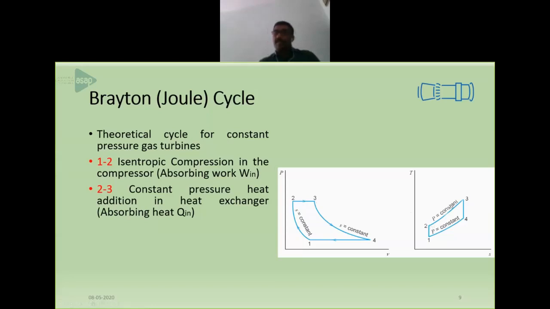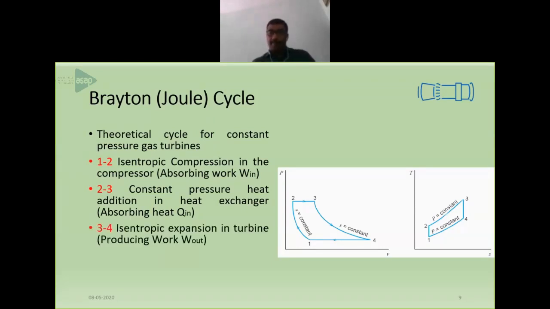So here also you can see that 2 to 3 is a constant pressure process. Along the constant pressure process, there is heat addition, so it is absorbing Q in amount of heat. Normally, what is the quantity Q in? Q in will be actually the CV, calorific value of the fuel, multiplied by the quantity of fuel. You can consider that much quantity of heat is actually supplied to this particular system. That is what is happening in 2 to 3.